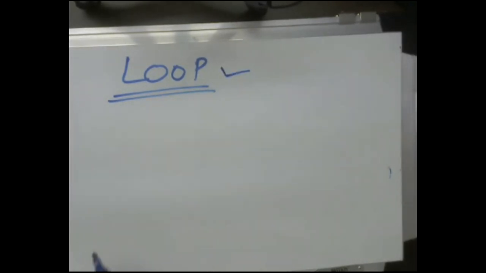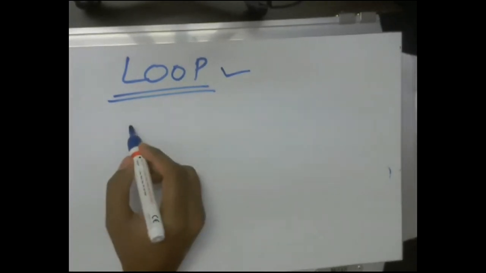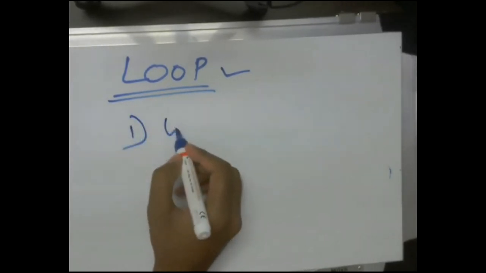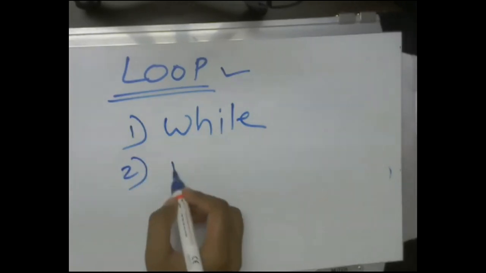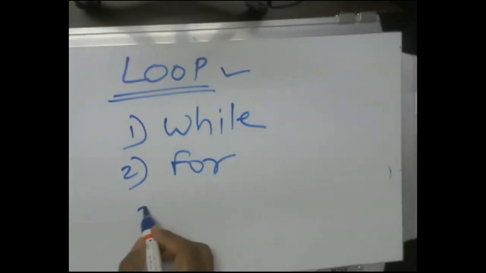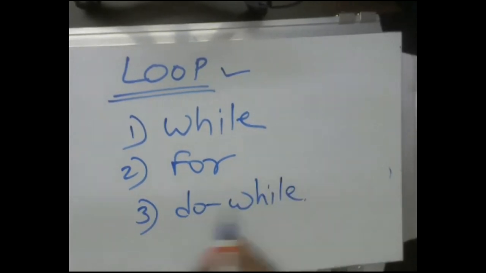The loop structure is generally used to execute the statement again and again until that condition is true or a specified number of times. So there are three formats of the loops. The very first format is the while loop, the second format is the for loop, and the third format is the do while loop. We will see them one by one.